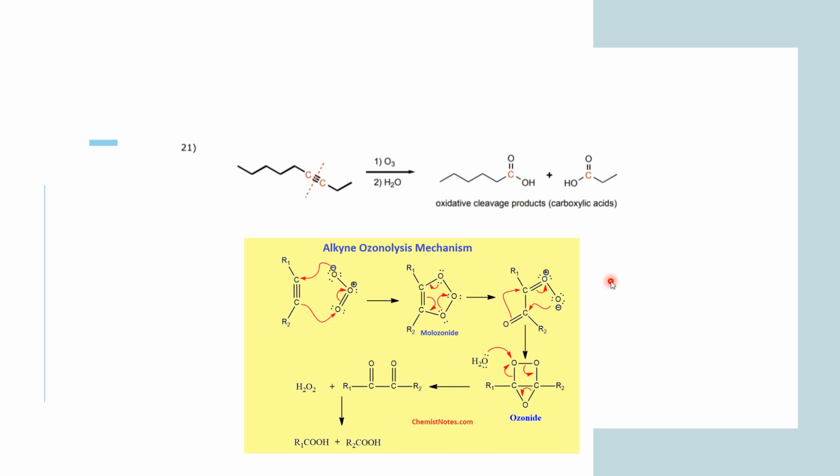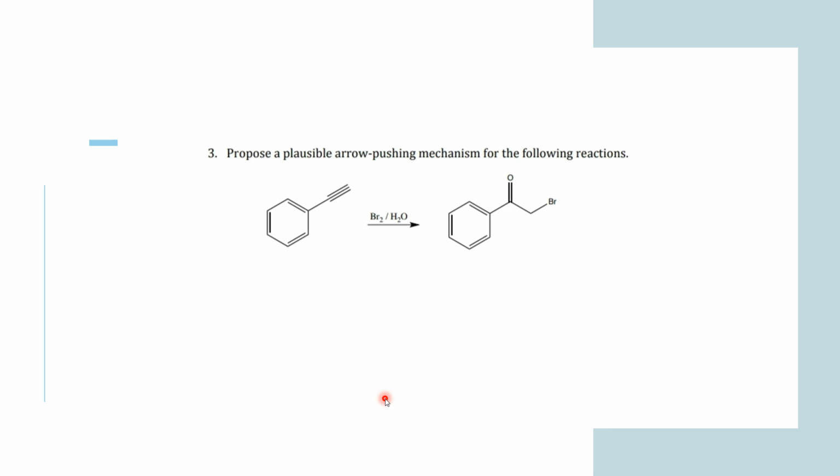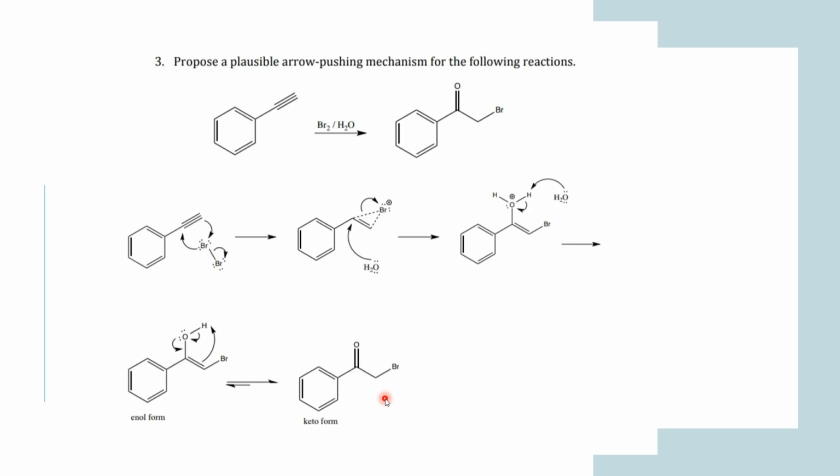Then we found how alkynes undergo ozonolysis, and you have to remember that for alkenes we got two molecules of carbonyl compounds, but for alkynes we get two molecules of carboxylic acids by oxidative cleavage of the dicarbonyl compound. Lastly, we tried to figure out the arrow pushing mechanism of this reaction, where we reacted this terminal alkyne with bromine water, leading to the formation of this alpha bromo ketone.